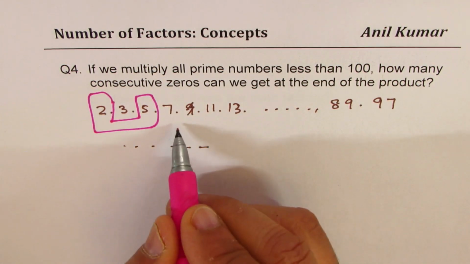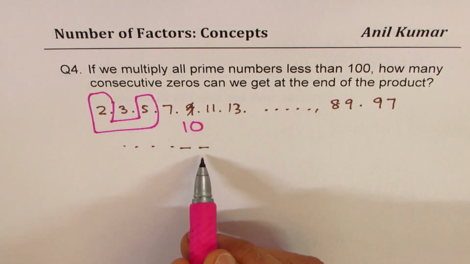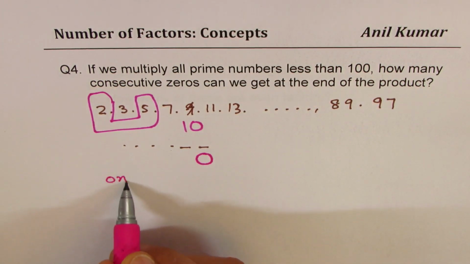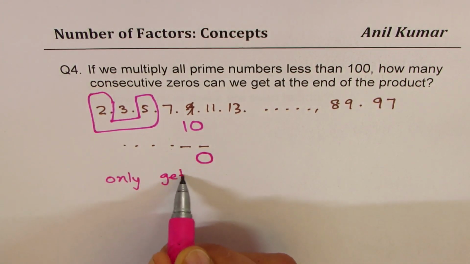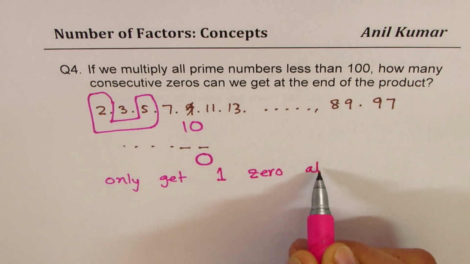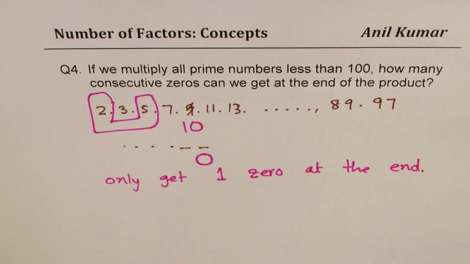That gives you the number 10, right? So this is 10. So 10 times all these numbers will only result in 1 zero at the end. Do you see that? So you only get 1 zero at the end. Is that okay? So you don't get a number in the product as 100 or 1000. You get the product as 10. So that is what the question is. So I hope now the question is understood and its solution is also clear.